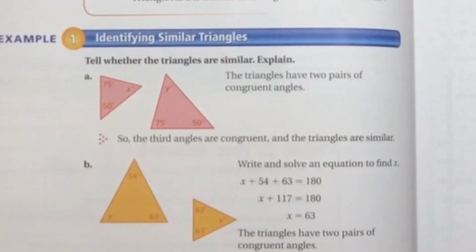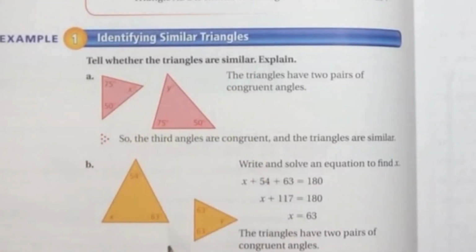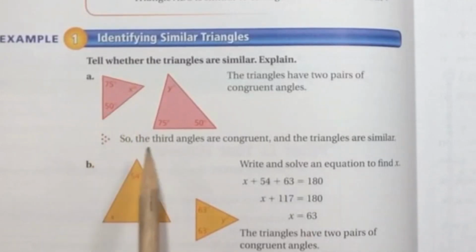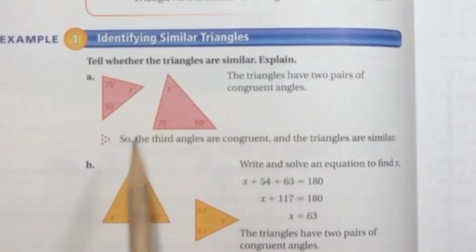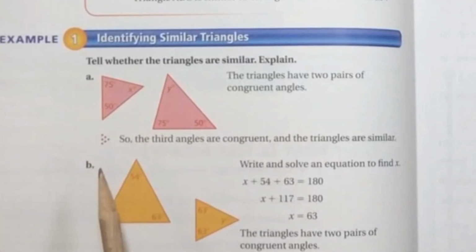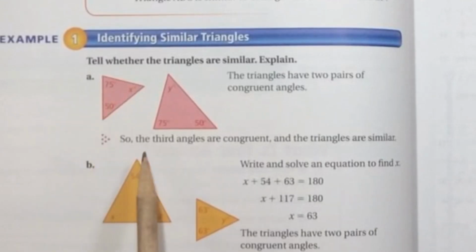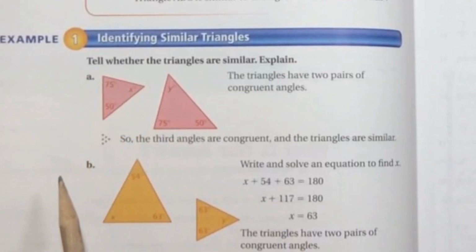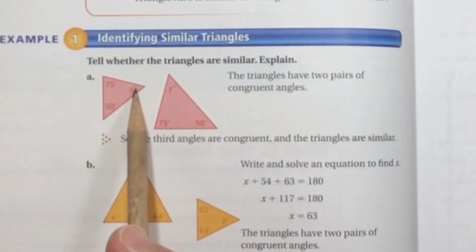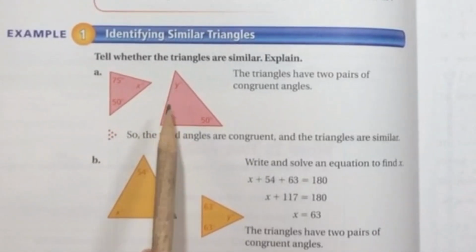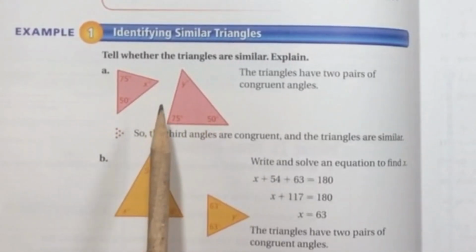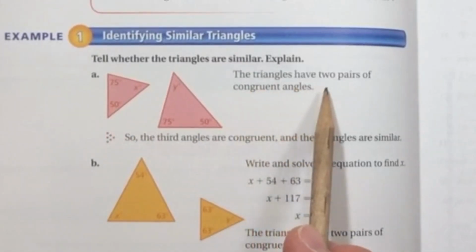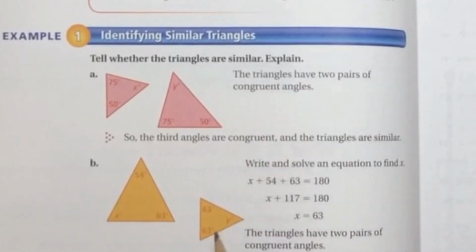Well, let's look at the example down here. Tell whether the triangles are similar and explain. Here we have a 75, a 50, and a variable x. Here we have a 75 and a 50 and a different variable y. Well, this has a 75 and 50, and this has a 75 and 50. We could calculate what x has to be. It has to add up to 180, so this would be 55. This also has to be 55 because these also have to add up to 180. So yes, they are similar, and our reasoning is the two triangles have two pair of congruent angles. That's all we have to say.